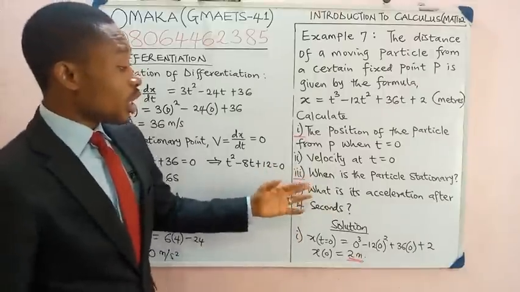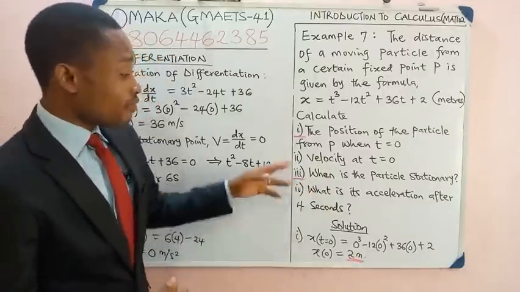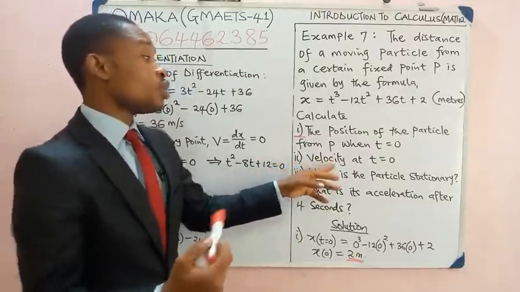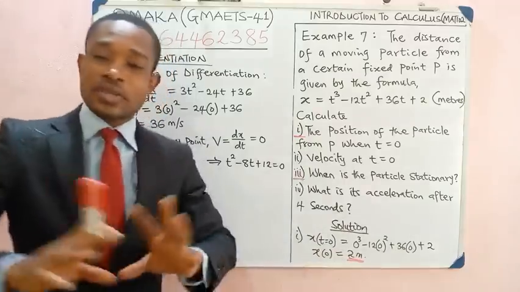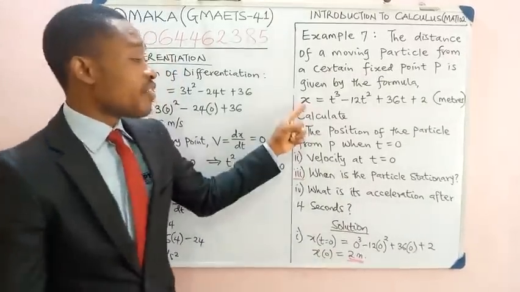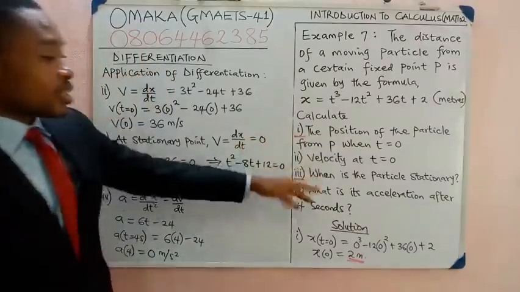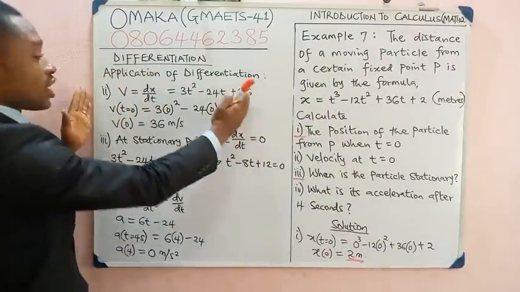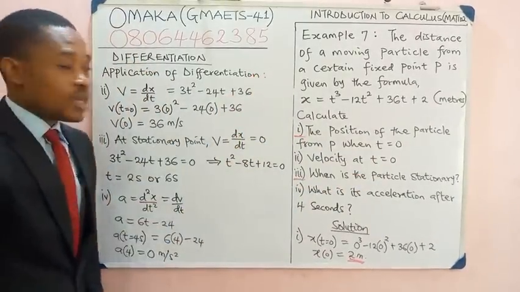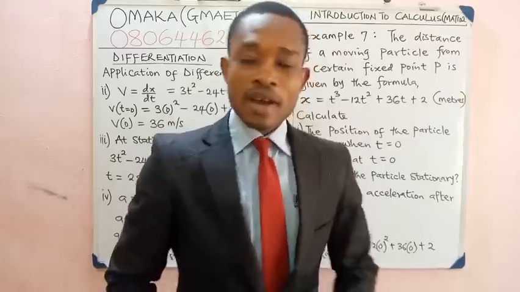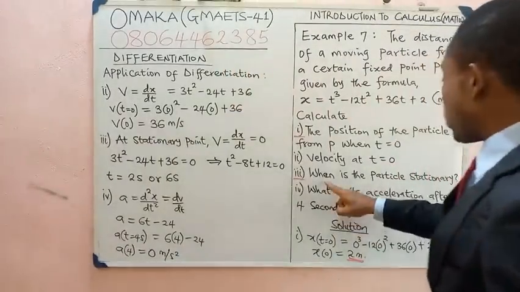Alright, now I'm going to jump to the third part, but before jumping, let's look at the second part. You have to obtain velocity at time equal to 0. It's simple. Velocity is simply the derivative of this x with respect to what? Time. So you differentiate and substitute time equal to 0. You can see the calculation here. Is that okay?